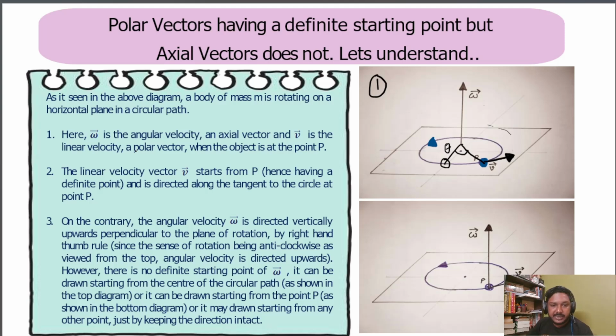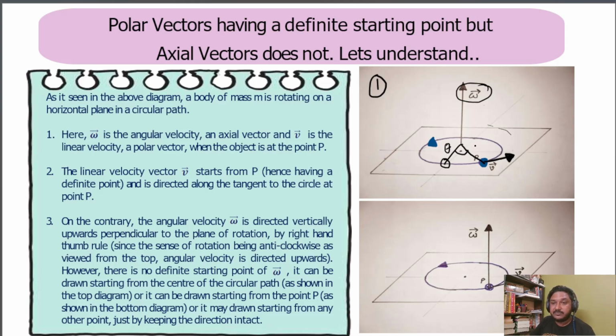So the angular velocity is an axial vector in this case. V is the linear velocity, which is the polar vector. The linear velocity starts at the point P and is directed along the tangent to the circle. On the contrary, this angular velocity vector omega, we will get its direction by using the right hand thumb rule. As the particle is rotating in clockwise direction, this omega will be in the upward direction.